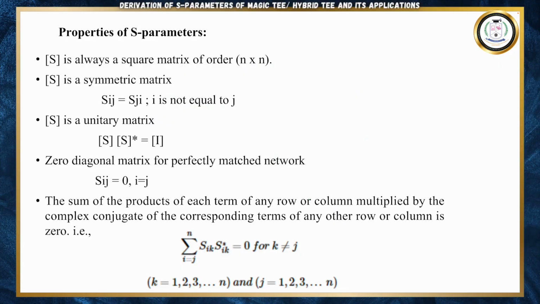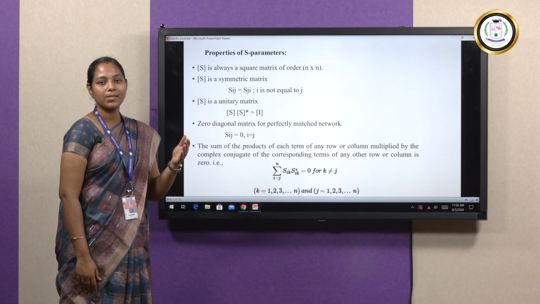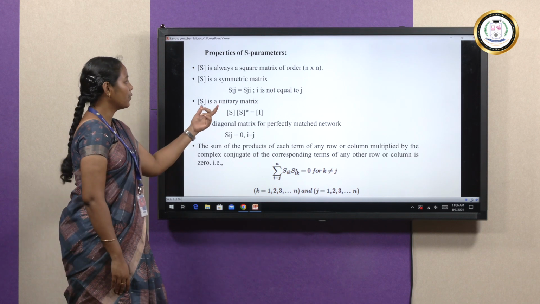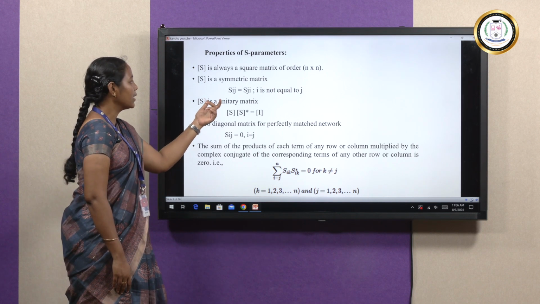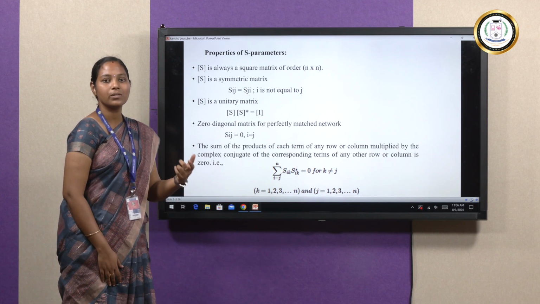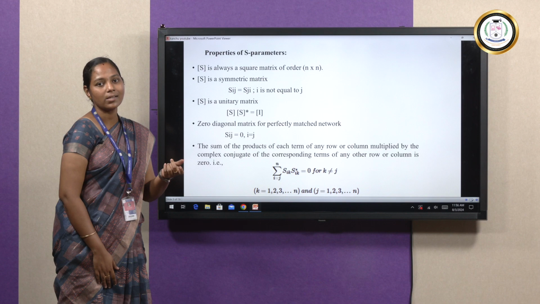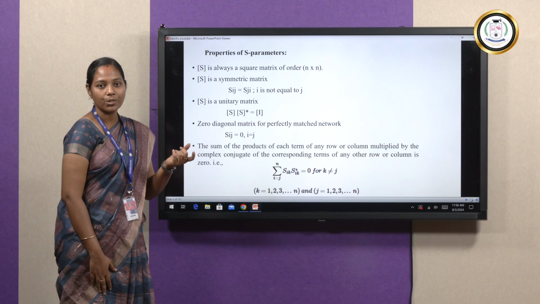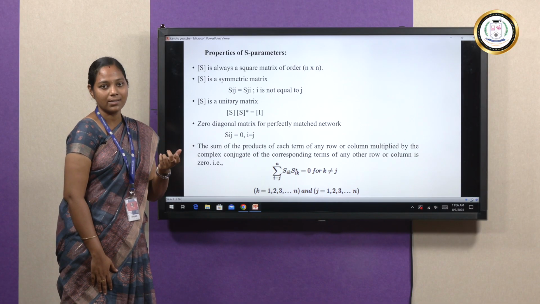The second property is that it is a symmetric matrix. That means if we use S12, the same thing will hold for S21. That is, Sij equals Sji, where i is not equal to j, so S12 equals S21. That is called a symmetric matrix. The third property is that it is a unitary matrix. We all know about the unitary matrix: the S matrix times the complex conjugate of the S matrix gives the identity.